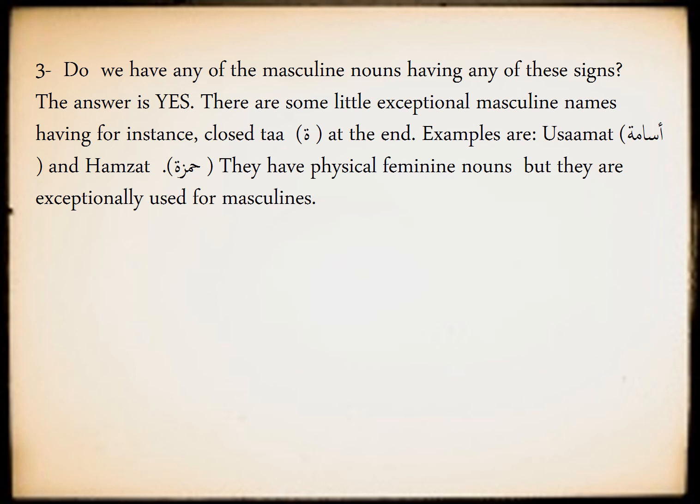3. Do we have any masculine nouns having any of these signs? The answer is yes. There are some few exceptional masculine names having, for instance, closed ta at the end. Examples are Usamatu and Hamza. They have physical feminine signs, but they are exceptionally used for masculines.